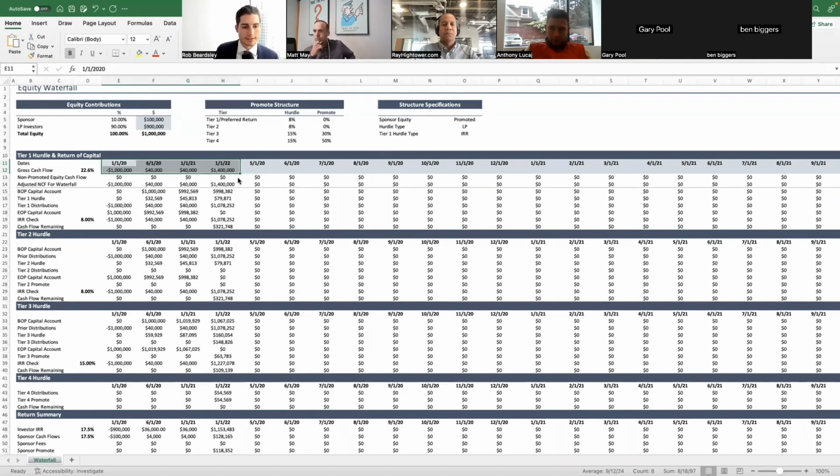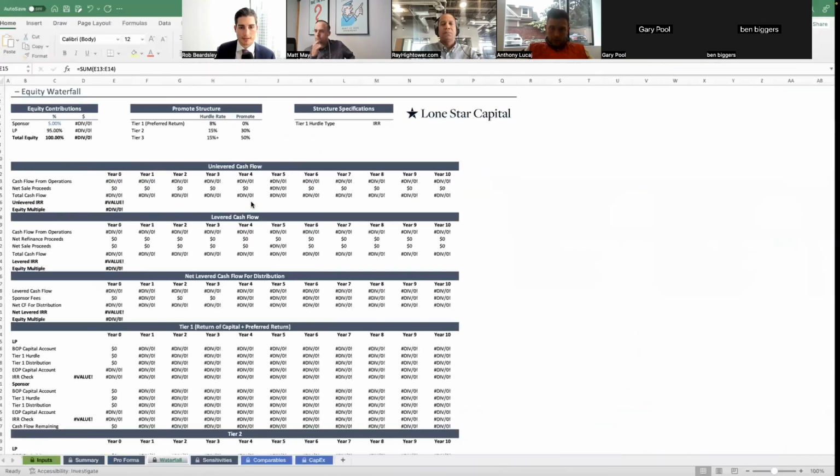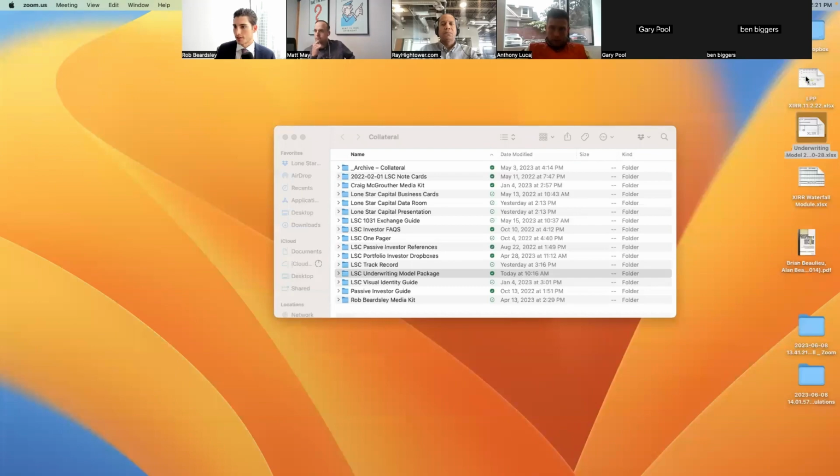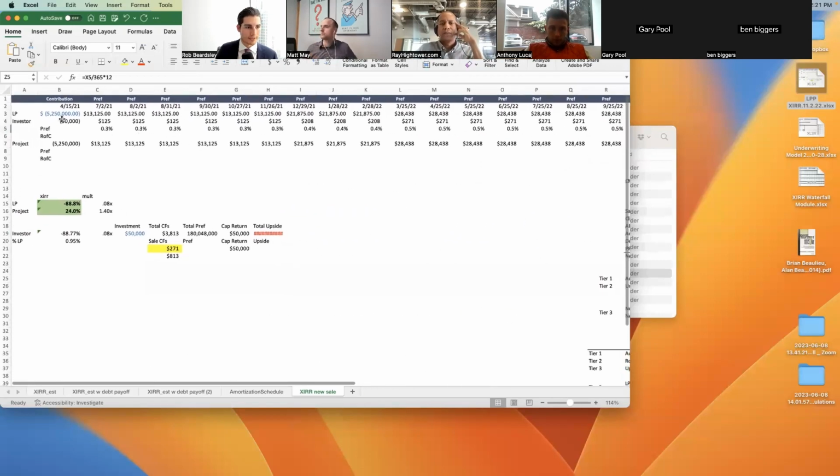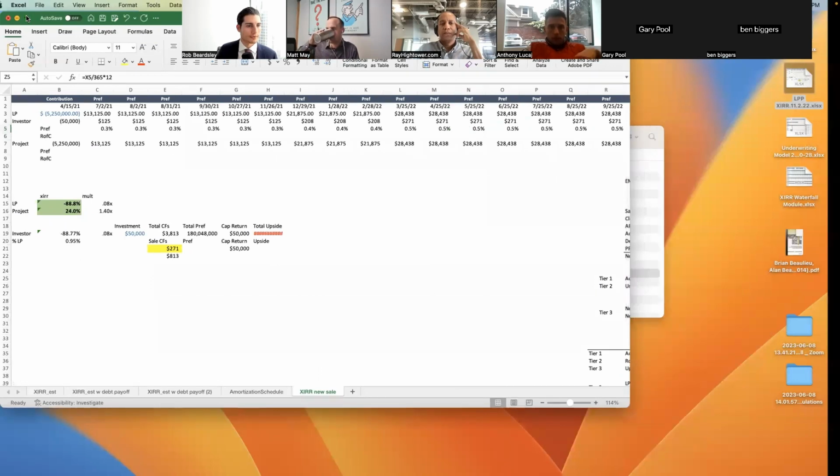Cool. Okay. So this pretty much covers the meat of the situation. I was going to share a recent refi that we did, and this is how we actually ran it internally on the asset management side of things. Let me actually go full screen.